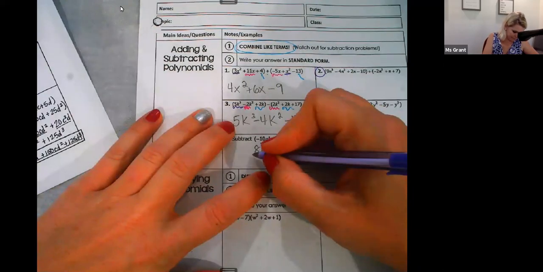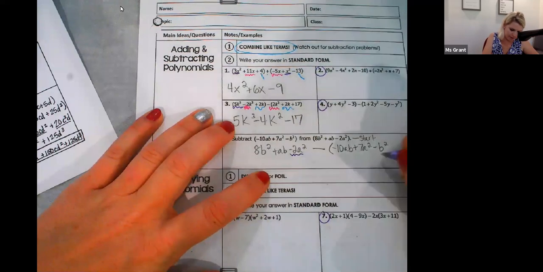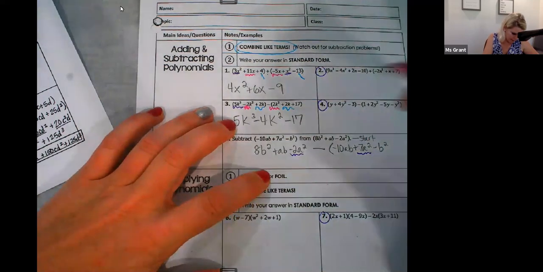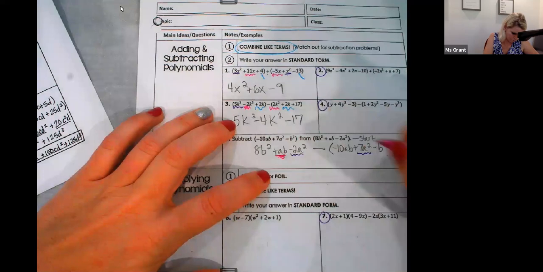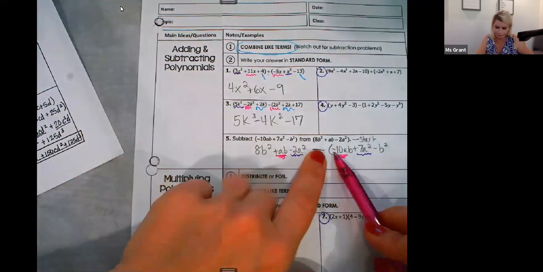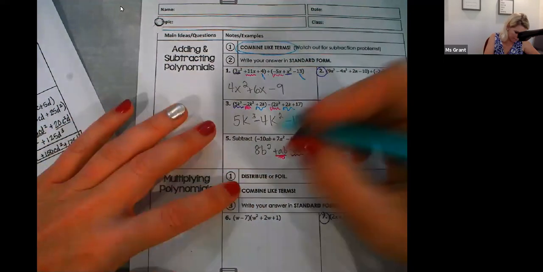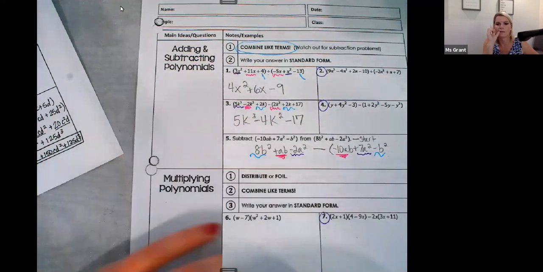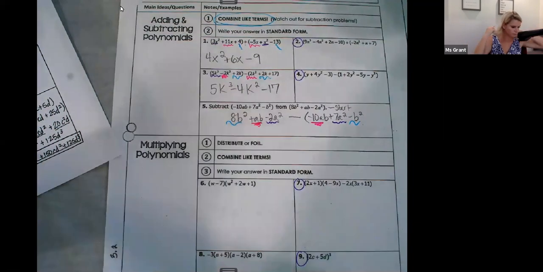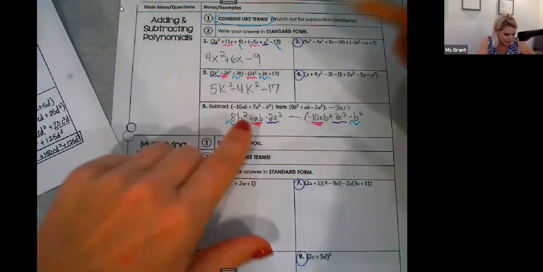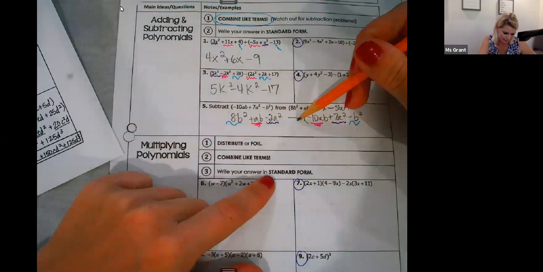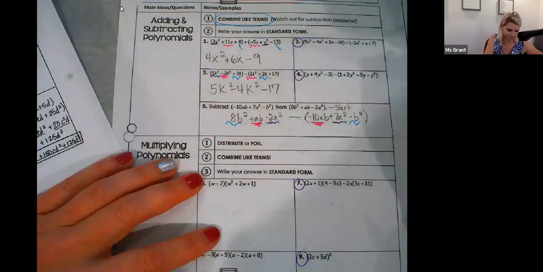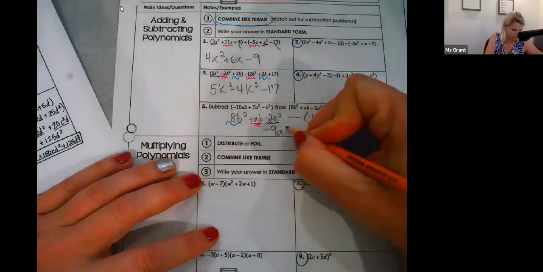Okay. A squared would go first because it's alphabetical order. Then I'm going to do my ABs. Watch the sign. Minus negative. Then I'm going to do my B squared. Okay. Here we go. Negative 2a squared minus 7a squared. Negative 2 minus 7. Negative 9a squared.